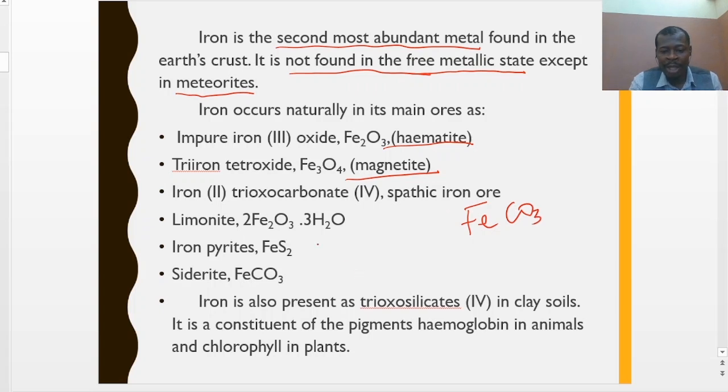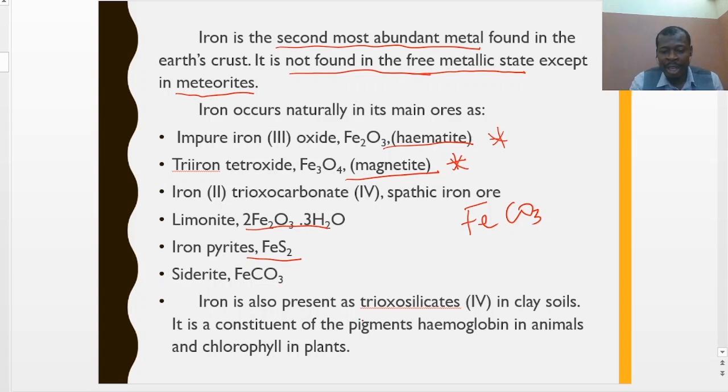Then you have the limonite, which is a hydrated form of the hematite. And then you have the iron pyrites, which is iron sulfide. Then we have the siderites. These are the common ores of iron. The most commonly found are the hematite and the magnetite. So that should be taken note of.